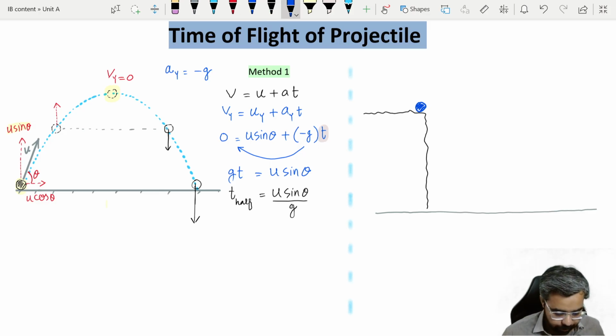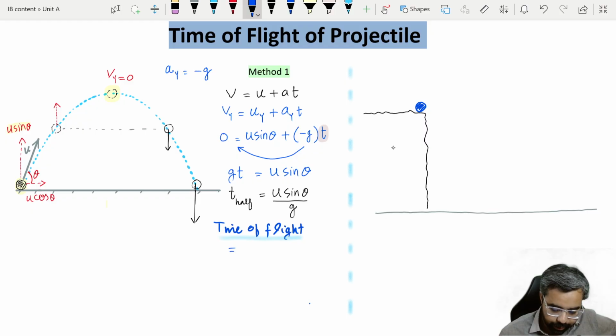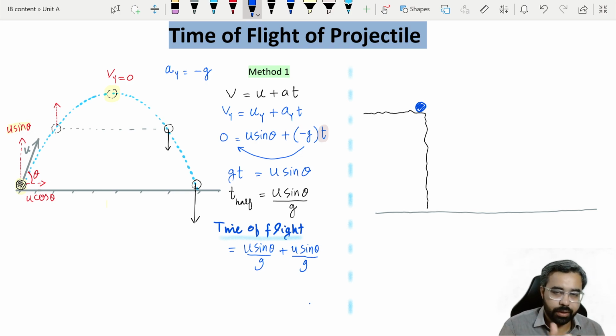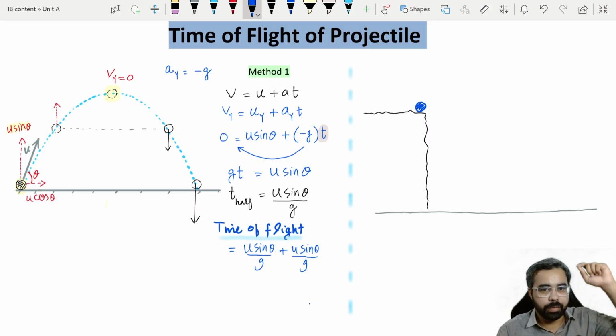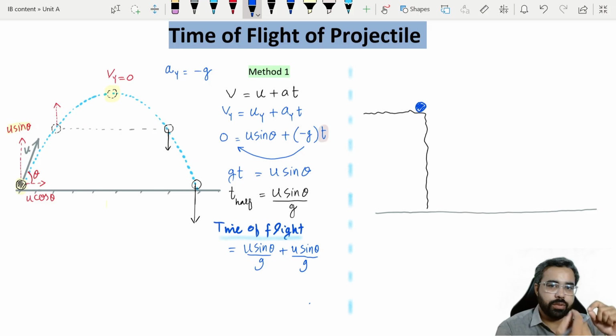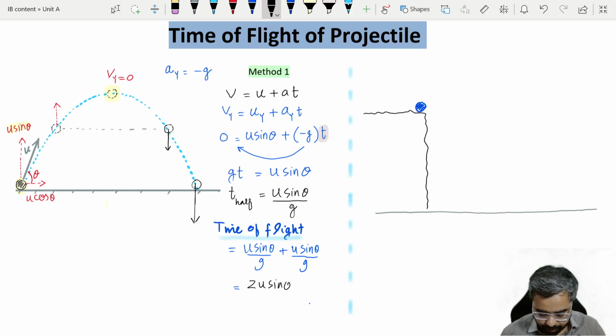So what is our time of flight? That is u sine theta over g plus the same u sine theta over g. Since it's a two-dimensional motion, that's why you see the sine theta component factor. Otherwise, if you are throwing a ball vertically upward, it will take u over g to reach the maximum height, and then u over g to return to the same position, in the one-dimensional motion. So the total time is 2u sine theta over g. So this is the total time.